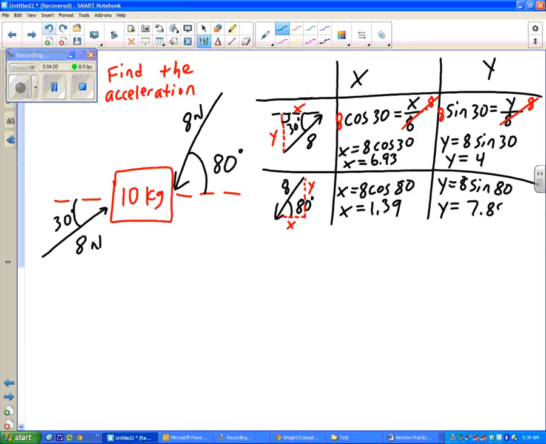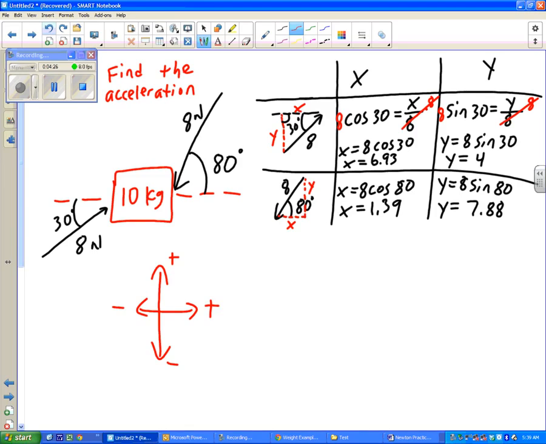All right, the next thing I need to think about are the signs. Because you can see these are going in different directions, these two forces. And if we think about our normal Cartesian plane, anything going up is positive, anything going down is negative. Anything going to the right is positive. Anything going to the left is negative.